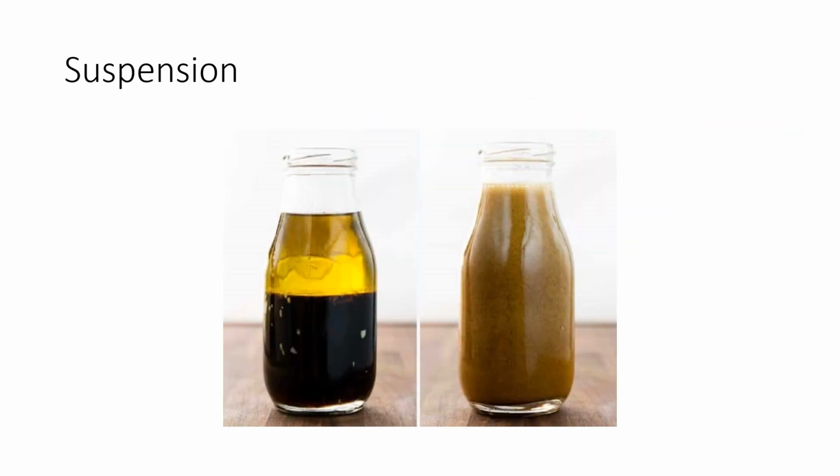Here's an example of a suspension. Now this is actually a type of salad dressing that your parents might use, or maybe you'll have one day when you go to a fancy restaurant. But down here you have some vinegar, and then over here you have some oil.